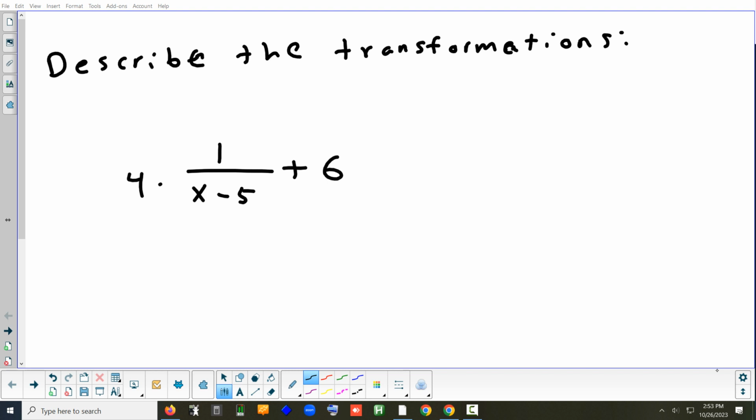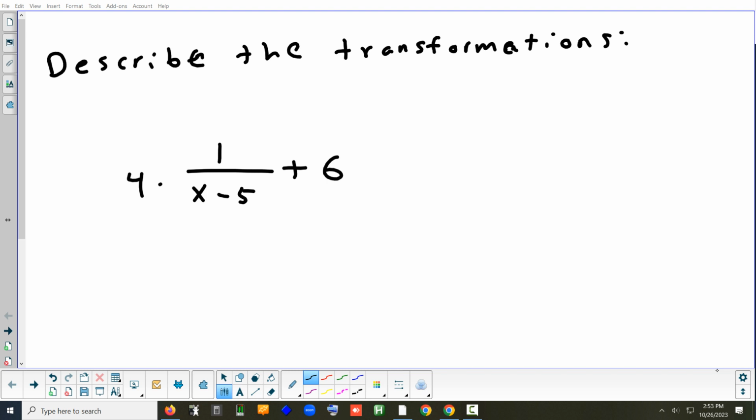All right, so the first one we'll take a look at is a rational function, and we're just going to describe the transformations. There can be up to 6 if you had both stretches, both shifts, and both reflections. That would be 6. This one doesn't have everything in it, but it's got a few things in it. Anyone think they know how many transformations we have?